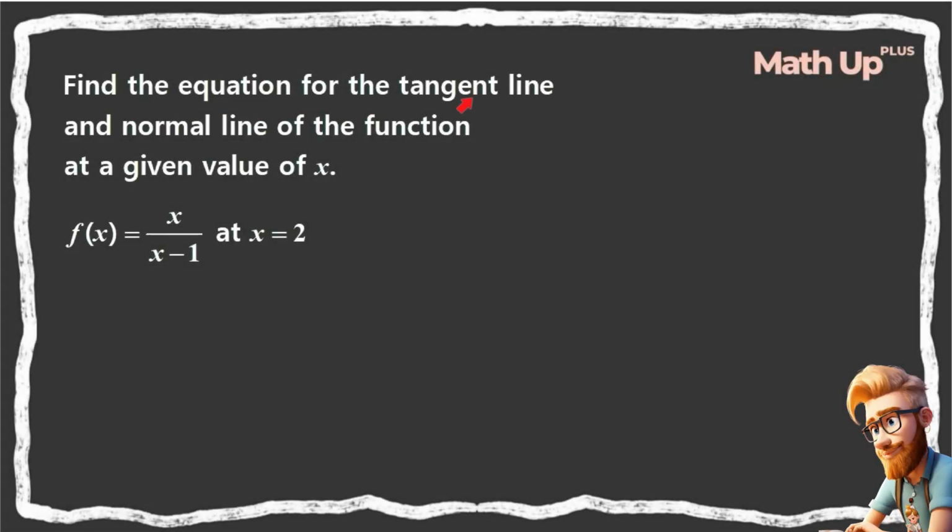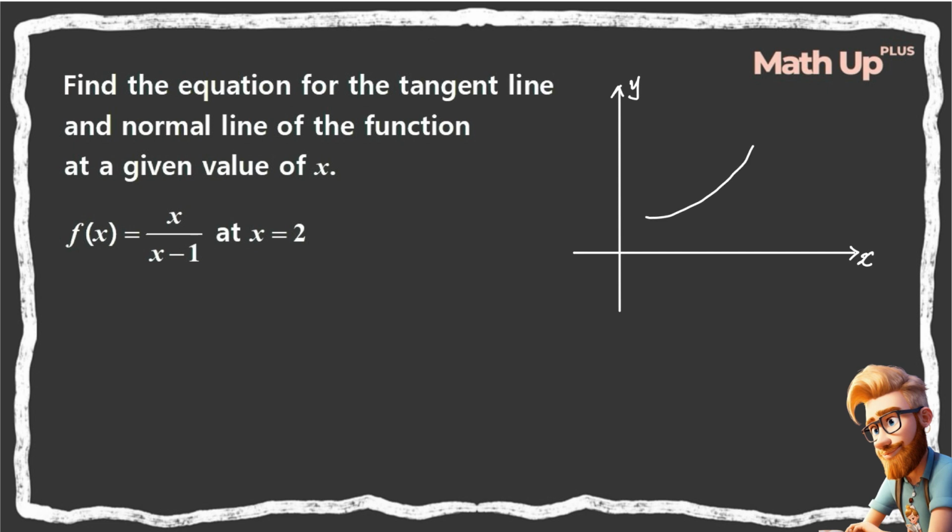Find the equation for the tangent line and normal line of the function at a given value of x. Here we have f of x is equal to x over x minus 1. Let's say we have xy plane. Here is the x-axis, here y-axis.